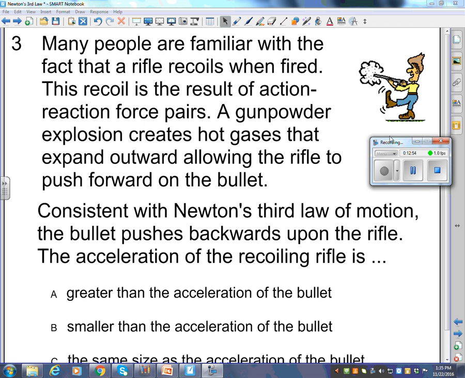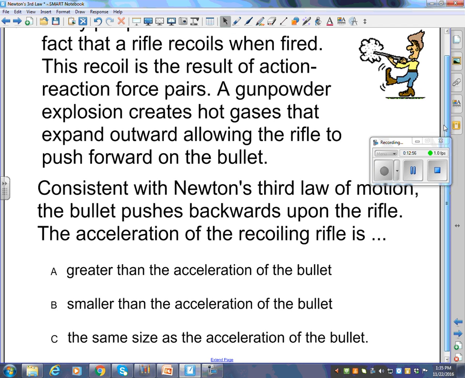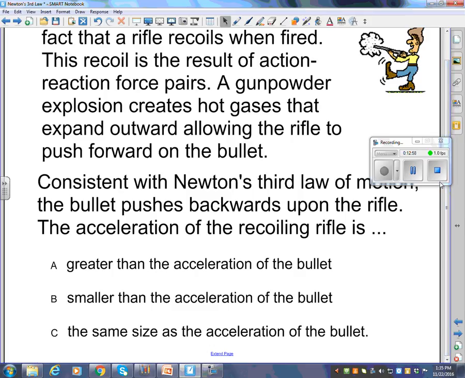Listen carefully. The acceleration of the recoiling rifle is A, greater than the acceleration of the bullet, B, smaller than the acceleration of the bullet, or C, the same size, i.e. equal, as the acceleration of the bullet. A, B, or C?